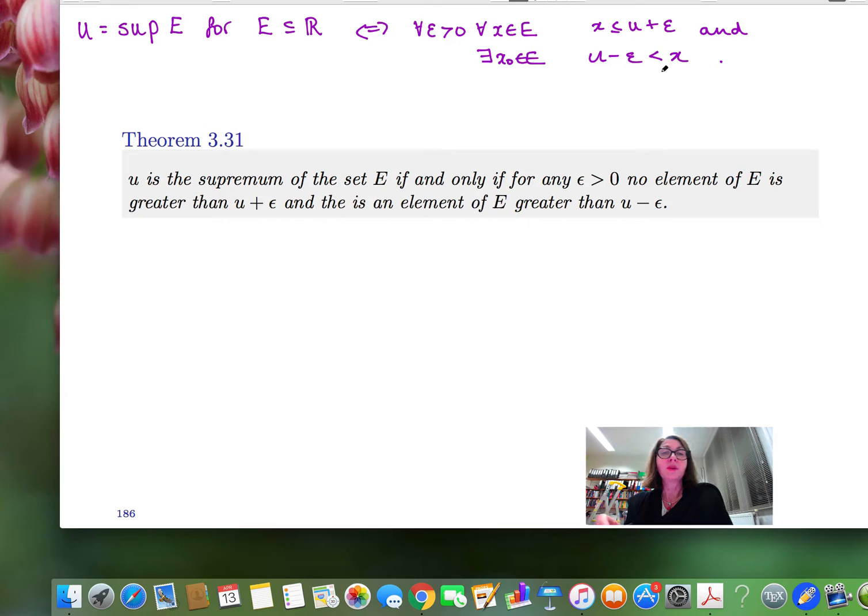So if you think about what that's saying, it's saying that being the supremum of some set means that you're somewhere between U minus epsilon and U plus epsilon for epsilon as small as you like, and if you make epsilon really, really small, then your supremum is going to be this U here that we're talking about. So we're going to prove that. First we're going to start proving it in the forward direction, and then we'll prove the converse.